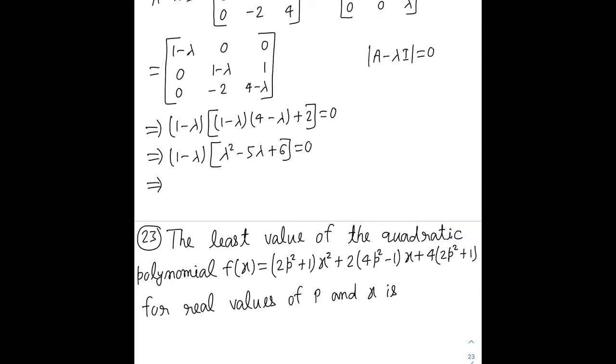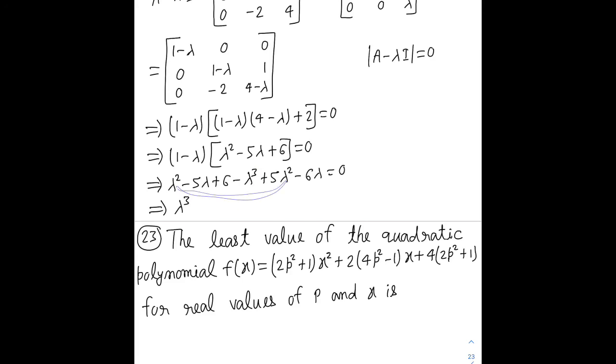Okay, then if you multiply, you will get lambda square minus 5 lambda plus 6, then you will get minus lambda cube, and then you will get 5 lambda square and minus 6 lambda. So finally if you simplify, you will get lambda cube, that will be one of the terms, because I am transposing this minus lambda cube to the right hand side.